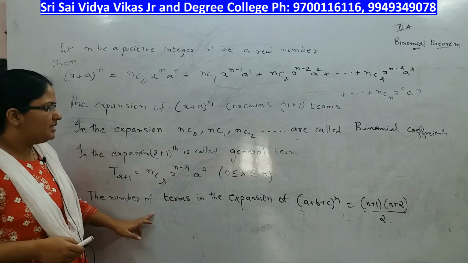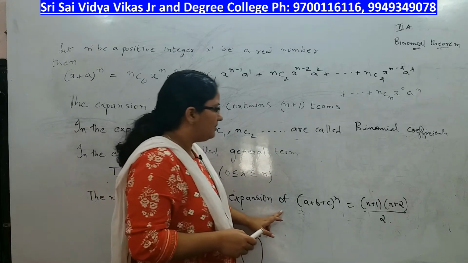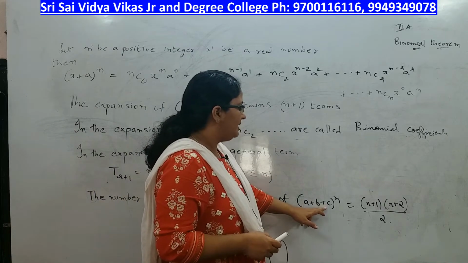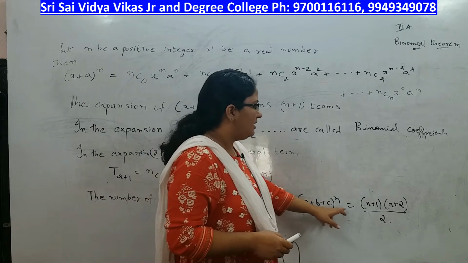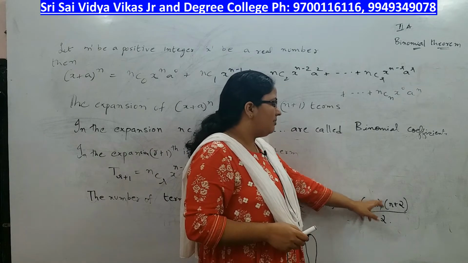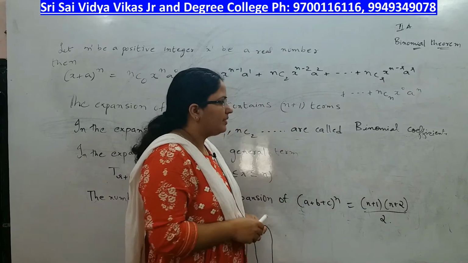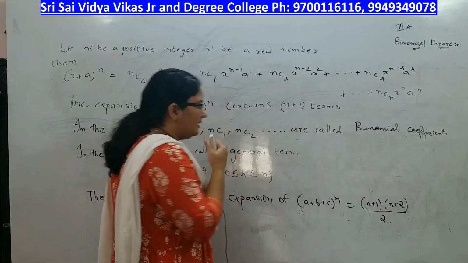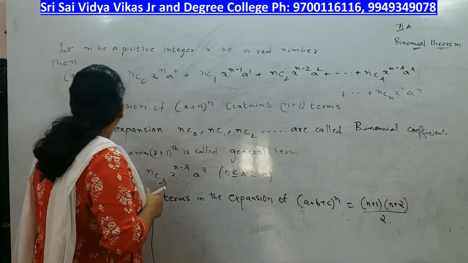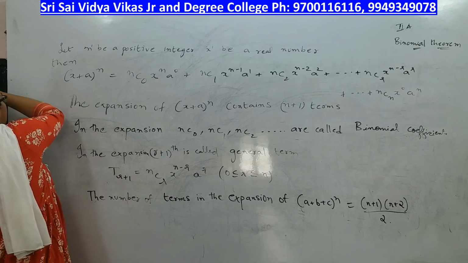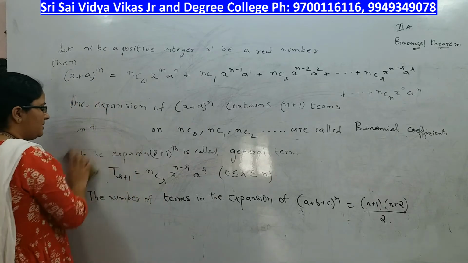The number of terms in the expansion of (a + b + c)^n, where you have 3 terms, is (n + 1)(n + 2)/2. That is about the introduction to the chapter. Let us discuss some formulas, some problems based on this.